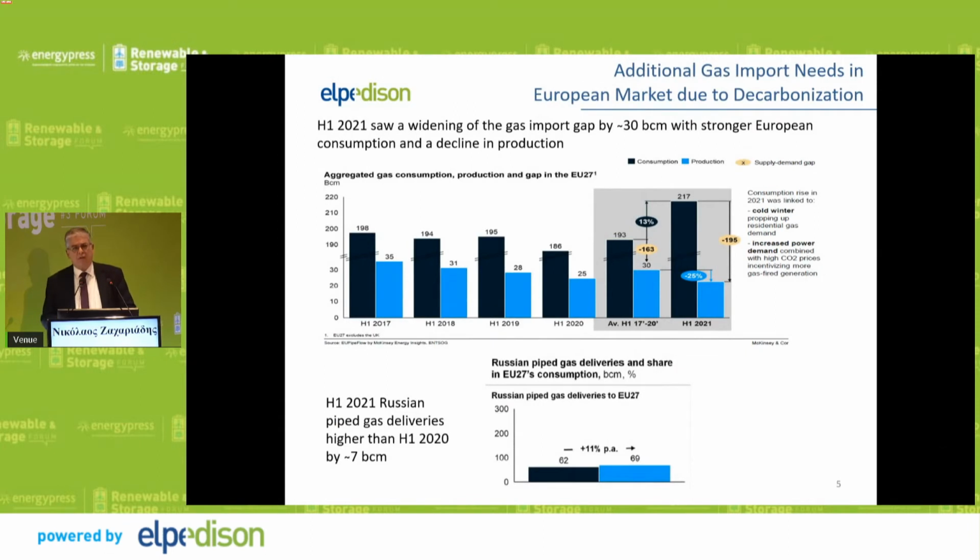Let's see what happened in Europe. Even though this is published information, this comes from a study of McKinsey. What do we see in the graph? We see on the black column the demand from Europe for the first 6 months, different sequential years. On the blue, we have the mining, meaning the capabilities to produce natural gas.